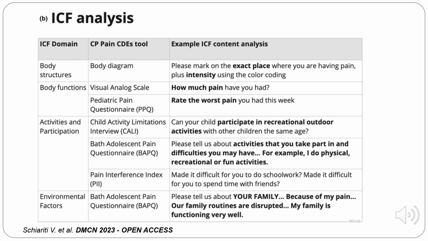The guiding framework of the project was the ICF, so we also organized the results by ICF domains. We want to emphasize that no single tool covers all the ICF components, so a combination of measures is needed to truly represent the impact of chronic pain on the daily functioning of children and youth with cerebral palsy. You can find examples and more information on Figure 1b.